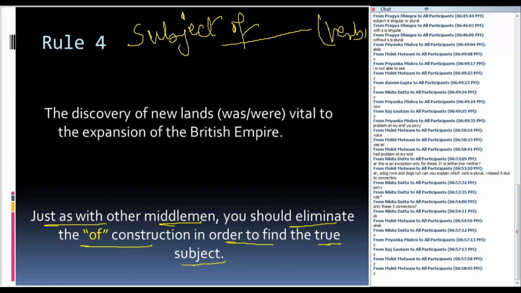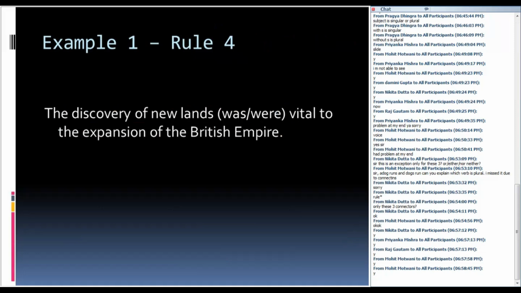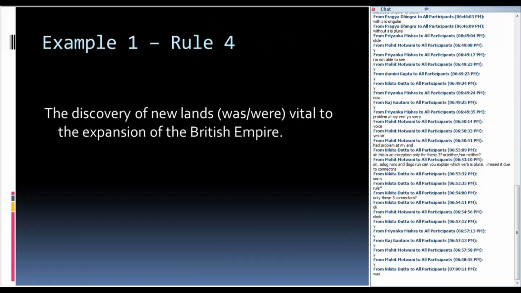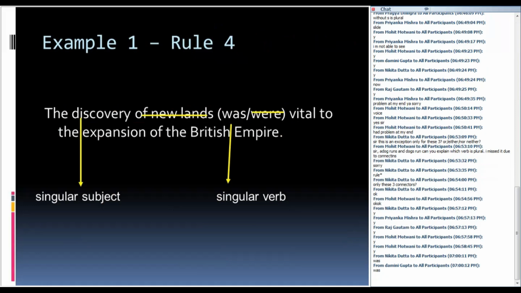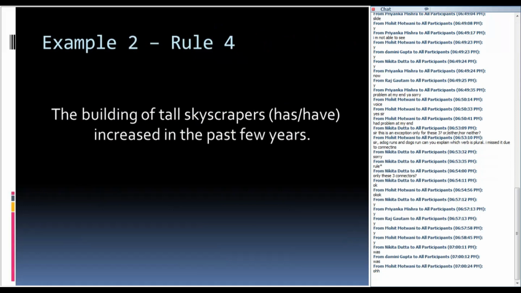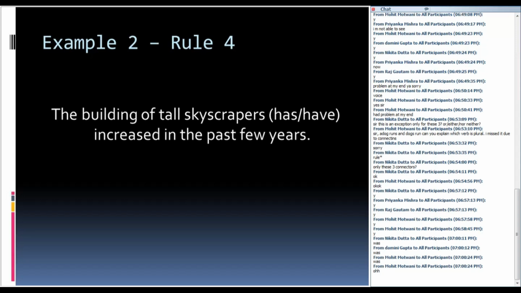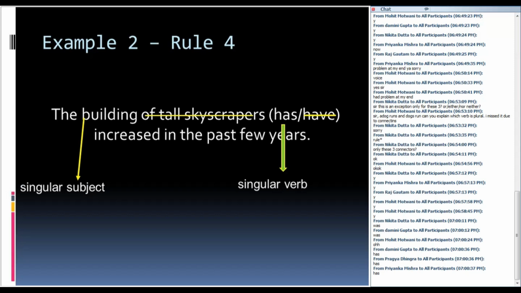Over here you can see: the discovery of new lands was or were vital to the expansion of the British Empire. We are actually talking about the discovery. The subject is the discovery. Of new lands is extra information about this discovery. Similarly, I can say the building of tall skyscrapers has or have increased in the past few years. We are talking about the building, which is singular. So we have to use a singular verb, has.